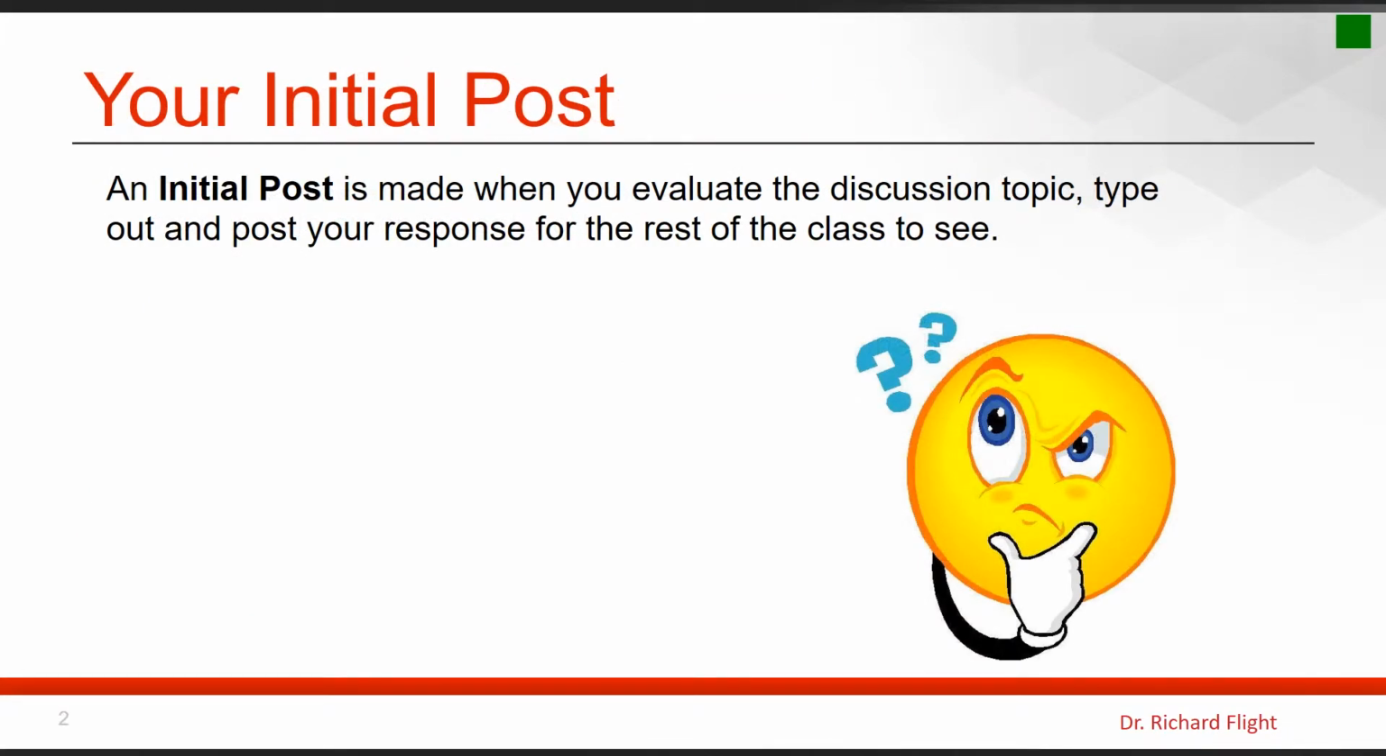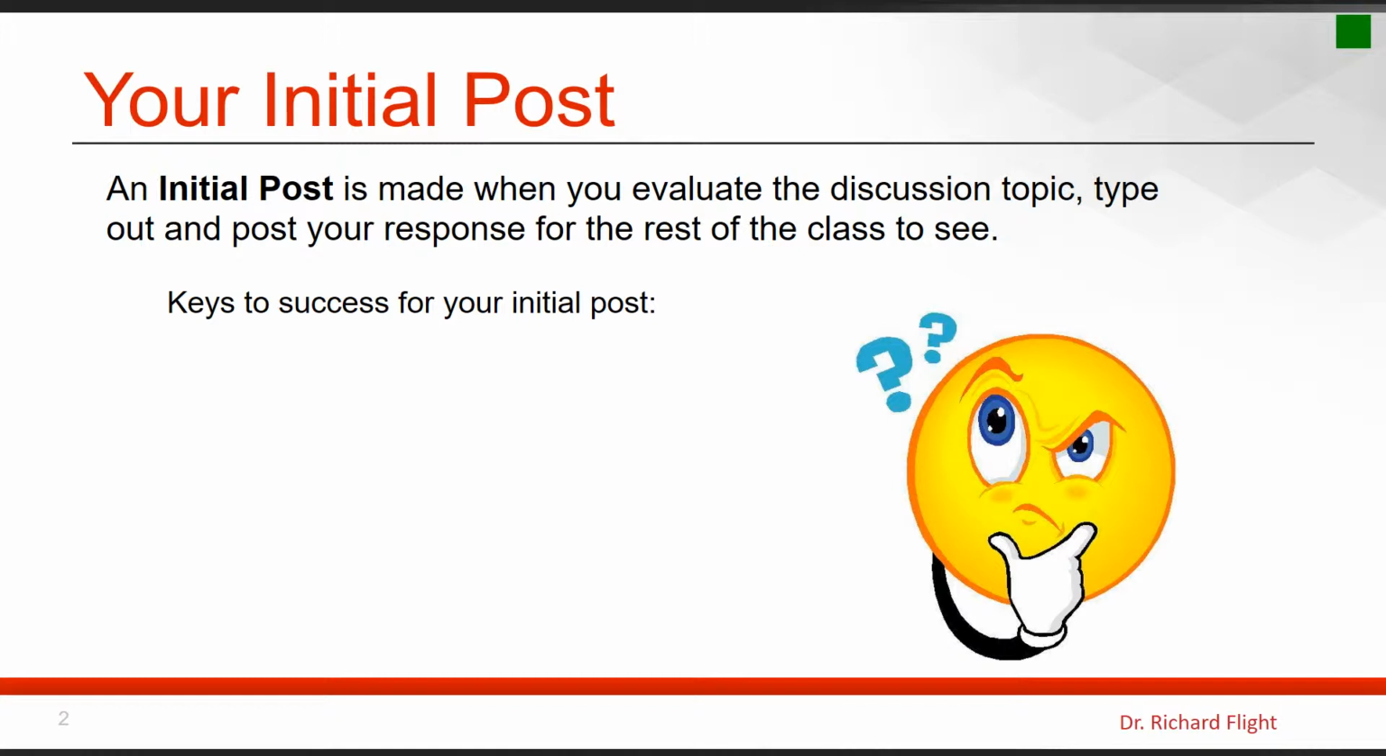So how do you DQ? That's the big question. You'll be given a topic to talk about, and you'll think about that topic and make what we call an initial post. In the initial post, you evaluate the discussion topic and you type out and consider your response in a post, and you allow the rest of the class to see your post.